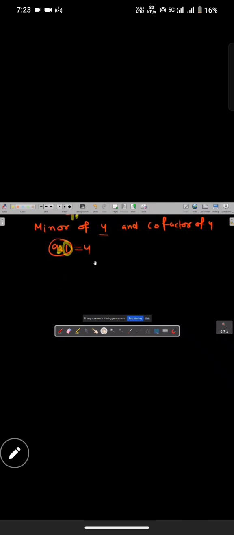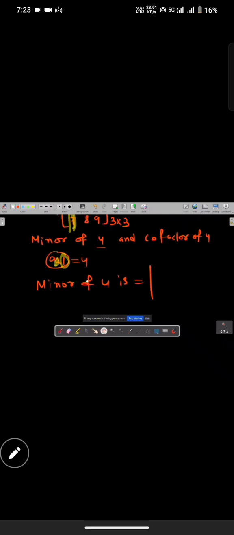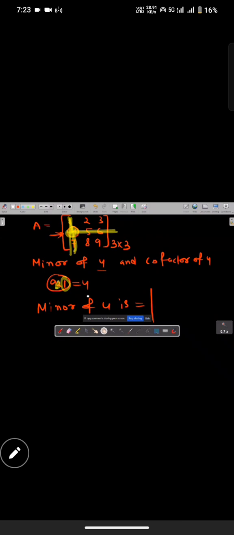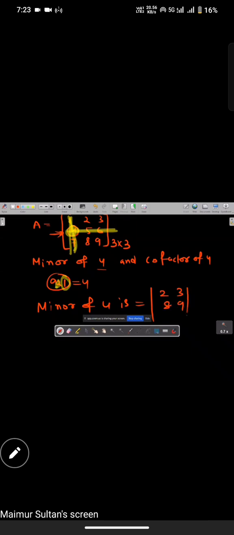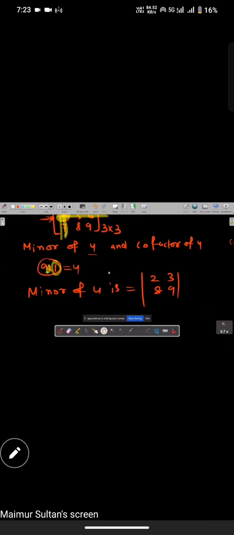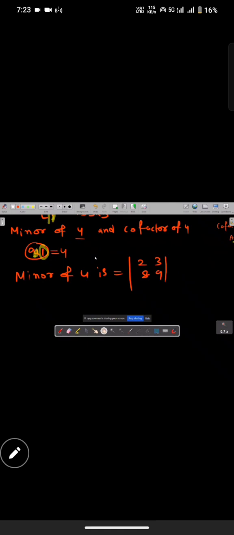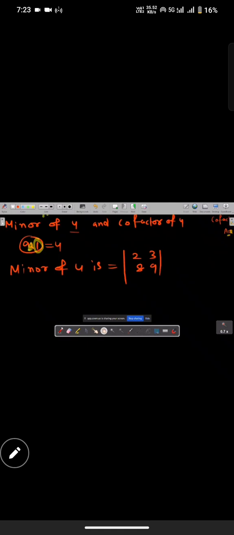So the minor of 4 is this remaining determinant: 2, 3, 8, 9. And this equals 2 times 9, which is 18, minus 3 times 8, which is 24, so 18 minus 24, which equals minus 6. So the minor of 4 is minus 6. Okay, and now suppose we want to find the cofactor of 4.